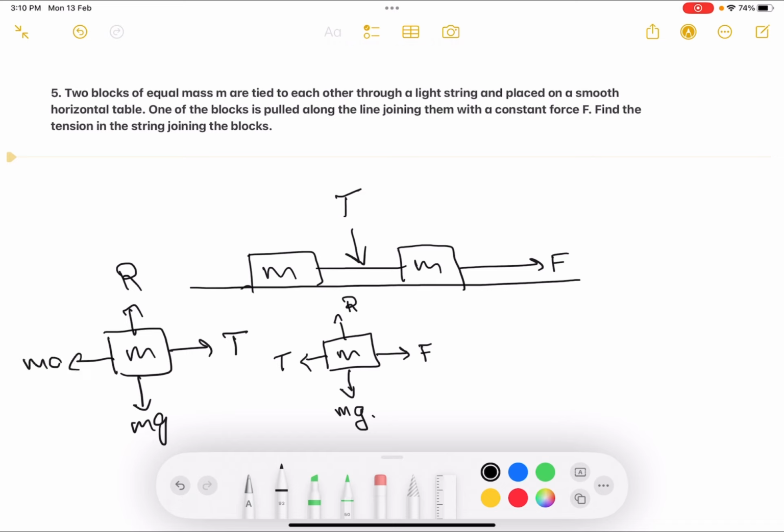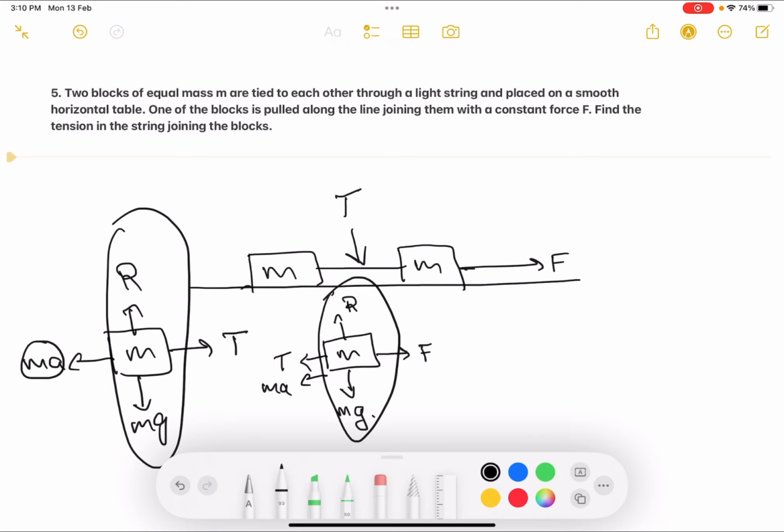Mass into acceleration here, the resultant force, and we obviously will have a mass into acceleration here as well. Now we do not have anything to do with the vertical axis, because our object and the force that we want to find, the tension, is in the horizontal direction. So let us balance the forces in the horizontal direction.